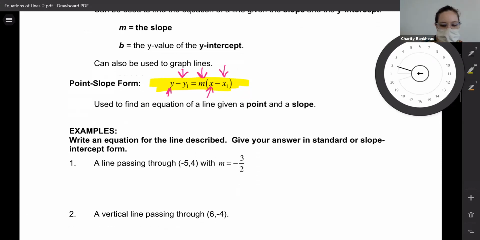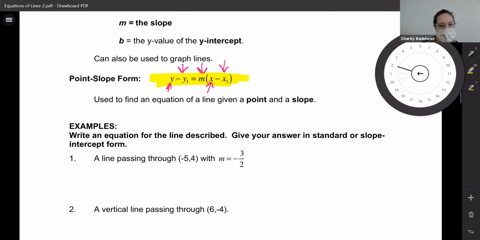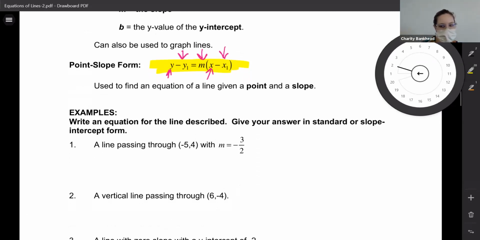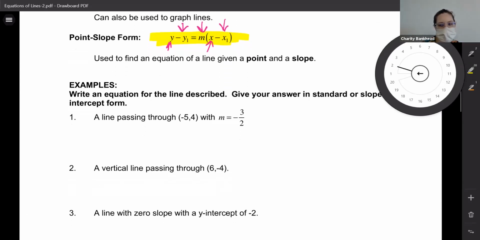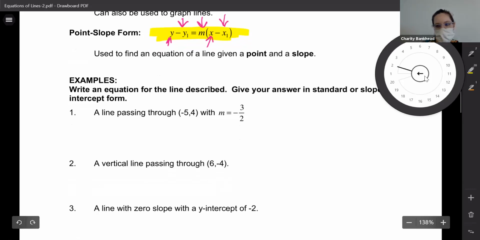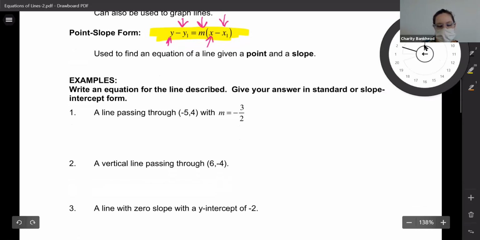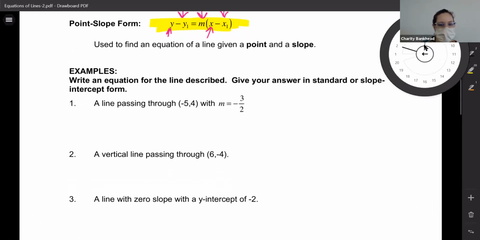So write an equation for the line described, give your answer in standard or slope-intercept form. I always do slope-intercept form, so I don't like standard form. Because with slope-intercept form, you can easily graph it based on that. Standard form, you can't.